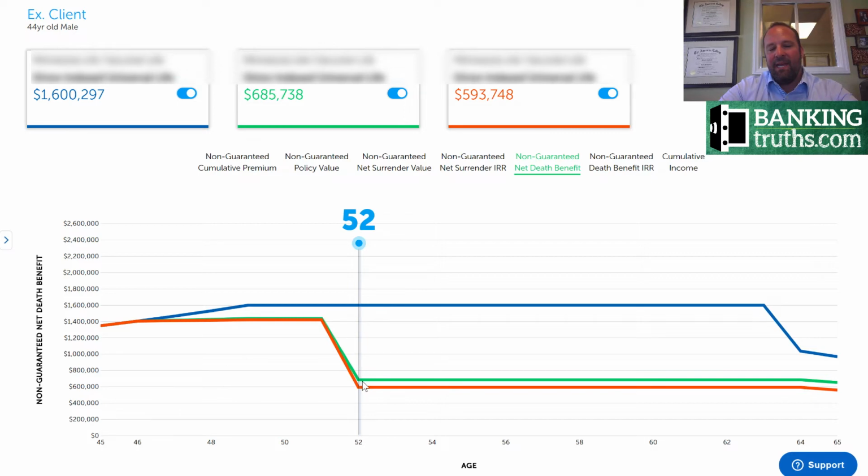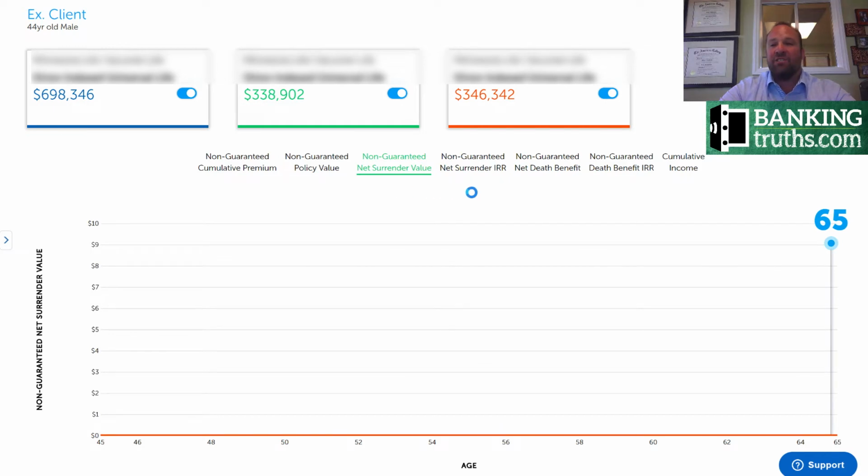And since more money went into the green scenario because they were paying $10,000, the death benefit is going to be higher. You can see the death benefit starts to go down again here at age between 64 and 65, and that's because we start taking income, and we're going to visit that in just a moment.